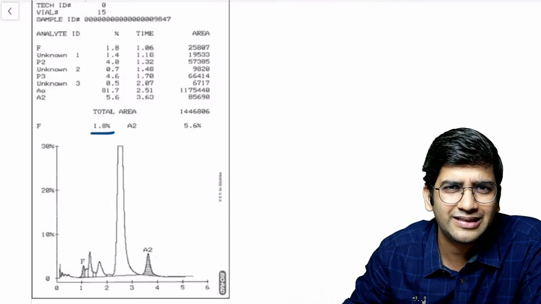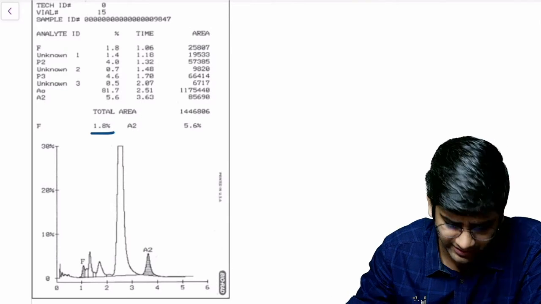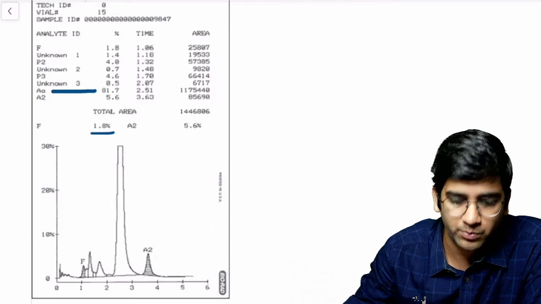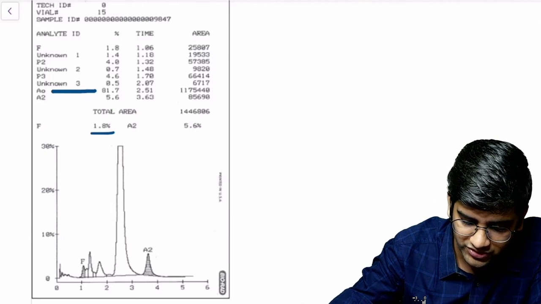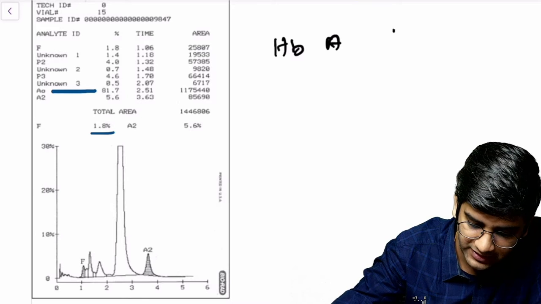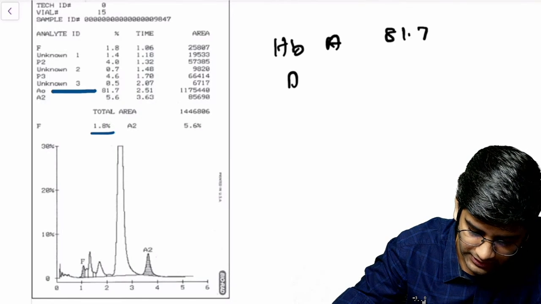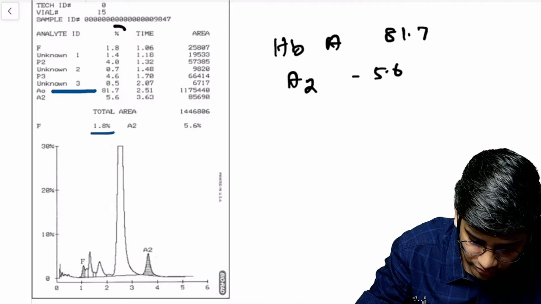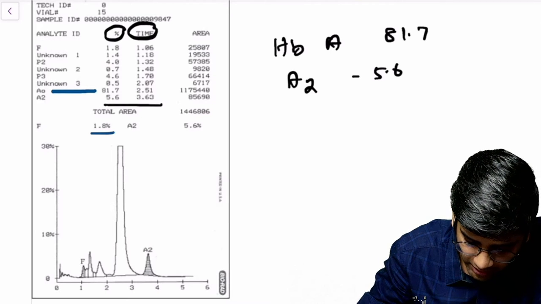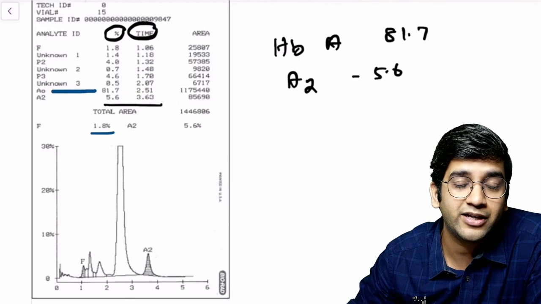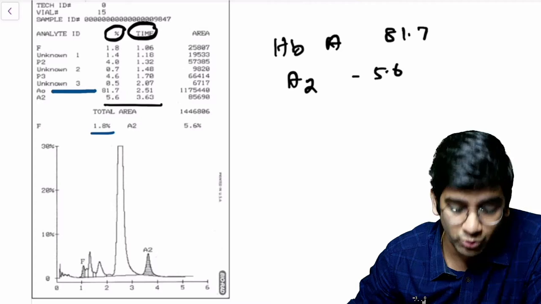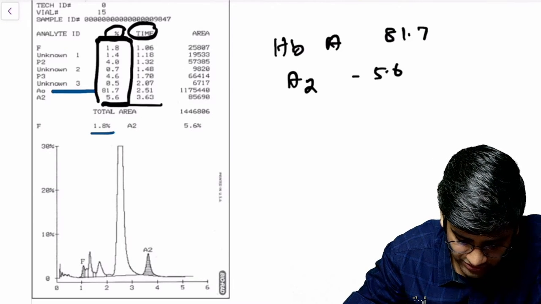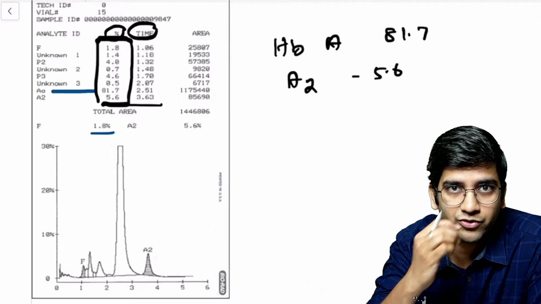Look at this. I'm having a hemoglobin F of 1.8. Can I tell it as normal? Normal, right? Hemoglobin A of 81.7. I'm just writing it bigger because it's very, very tiny. Hemoglobin A2 of 5.6. Please don't confuse percentage with retention time. Don't write 3.63 hemoglobin A2 and it's normal. No. Hemoglobin A2 here is 5.6. This is percentage. The second column is your retention time. Please be very careful about it.